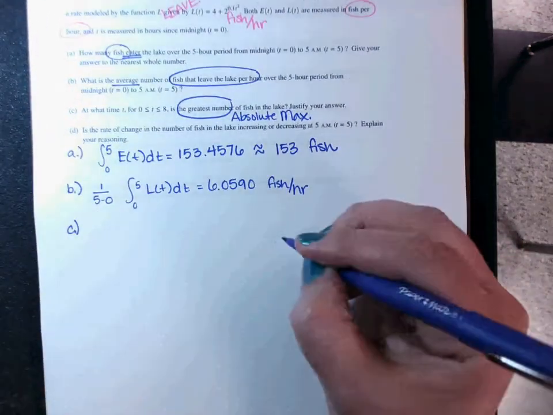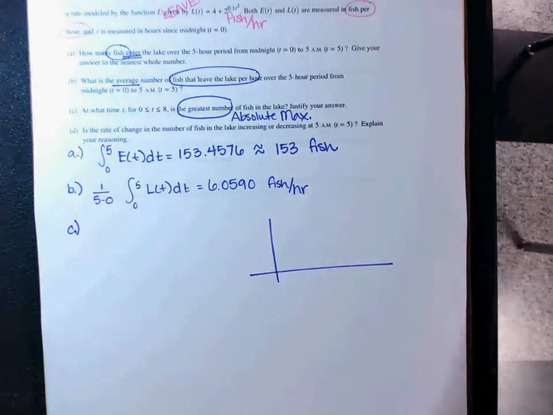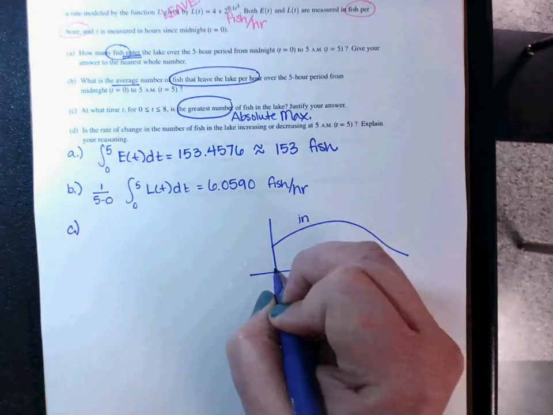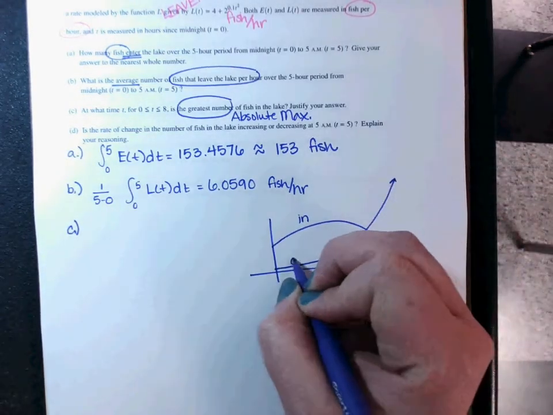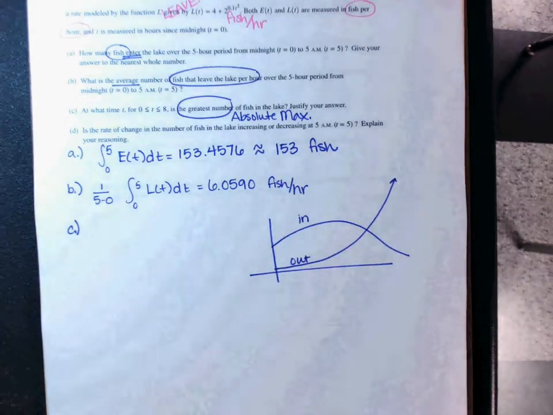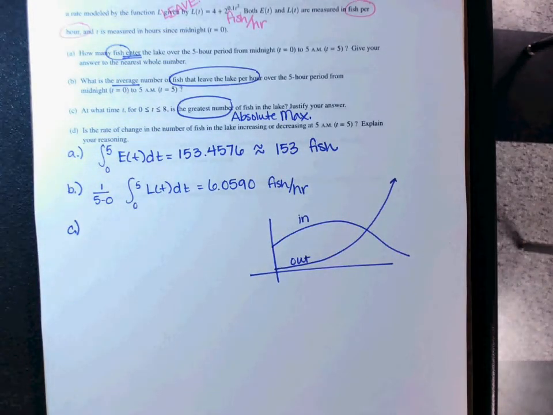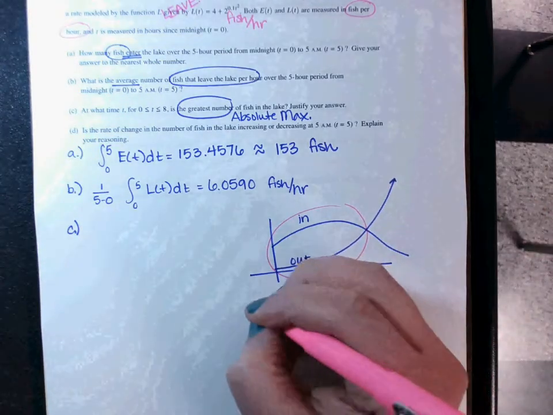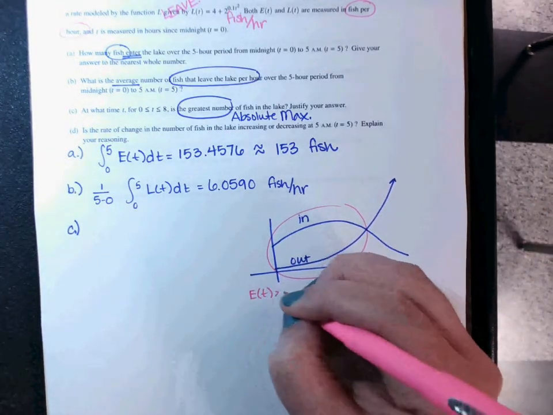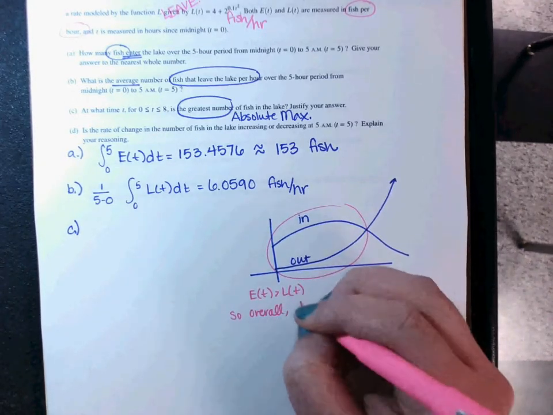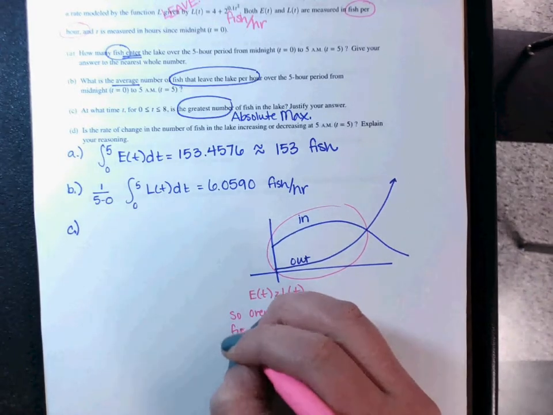So for part C, here's my in graph, and here's my out graph. Okay, so I want you to think about, if I want the absolute max, I need the rate of fish to change from positive to negative. Well think about, on this interval from here to here, overall, the number of fish that are entering is greater than the number that are leaving. So overall, the number of fish in the lake is increasing.